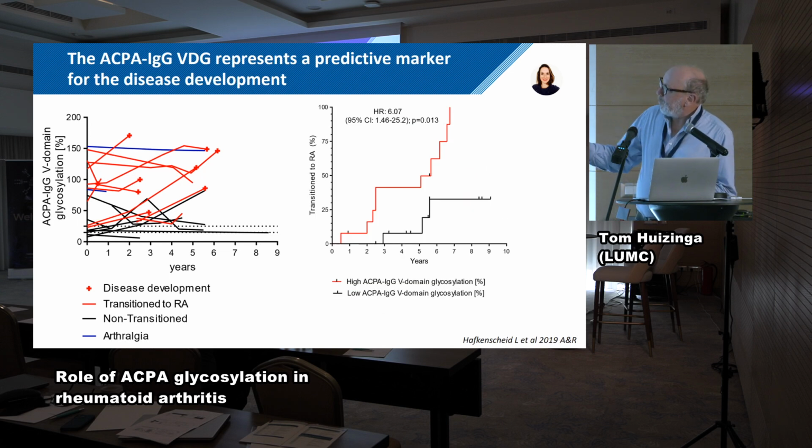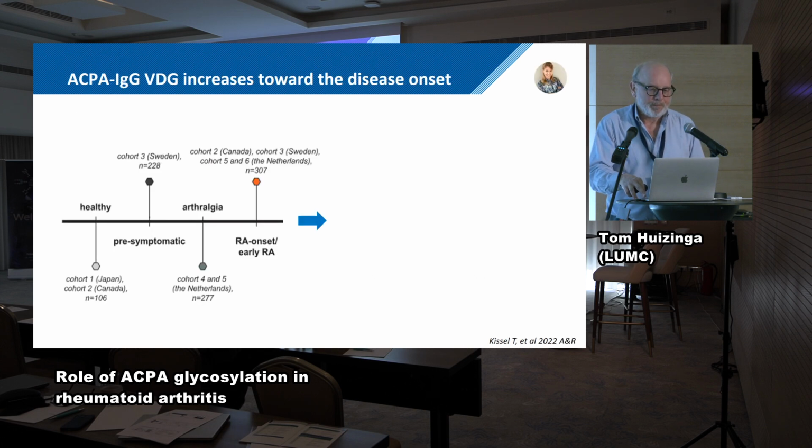Here you have the time to transition to RA. Here you have time. This is patients with low Fab-domain glycosylation, and you can see there's no transition to RA over time. And this is patients with high Fab-domain glycosylation, and you can see it over here. So what I showed you is that this Fab-domain glycosylation is also predictive of disease development over time.